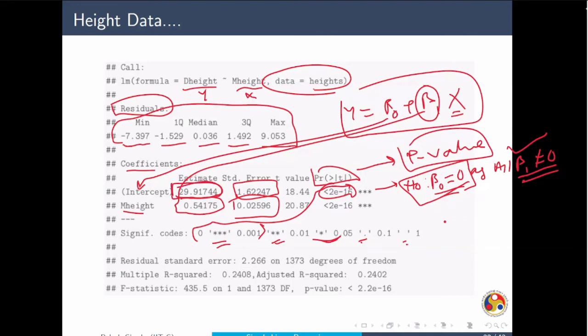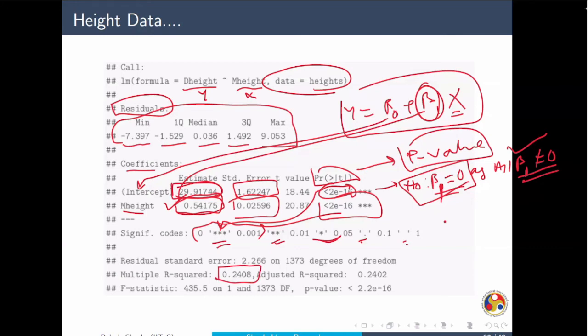Similarly, M height, whose estimated value is 0.54, is also significant. Correspondingly, you just replace this one with beta 1. This was beta 1, so this is beta 1. So you are saying that this is also significant, with a very, very small p-value. That means it makes sense. So there is a relationship between X and Y, and the corresponding beta 1 hat is a significant relationship. And here the multiple R square value is 0.24.